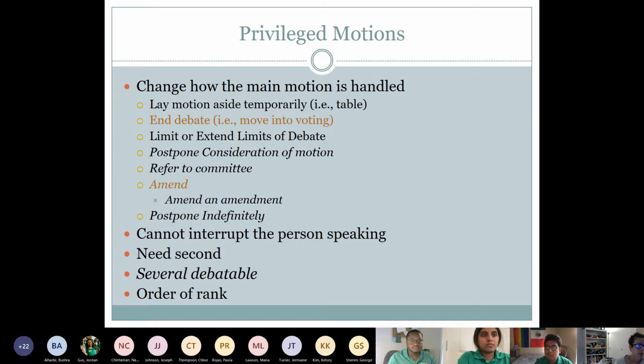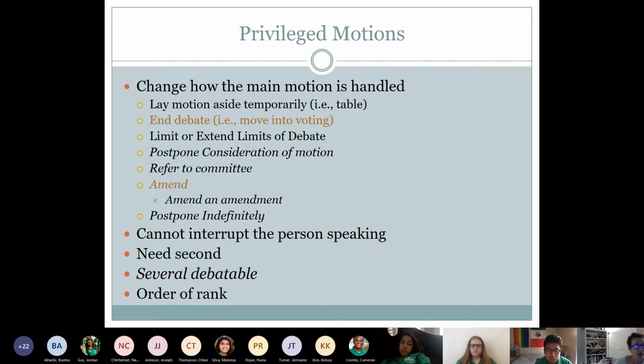The next one is postpone. It's very similar to tabling, which is the first motion I mentioned, but you're basically putting the motion to the side, likely because you need more information. But with this motion, you actually are postponing to a specific time or date. The difference between postponing and putting it on the table is that when you put it on the table, you actually have to make a motion to take it off the table. So it could stay on the table indefinitely and may never come off the table if nobody makes that motion.